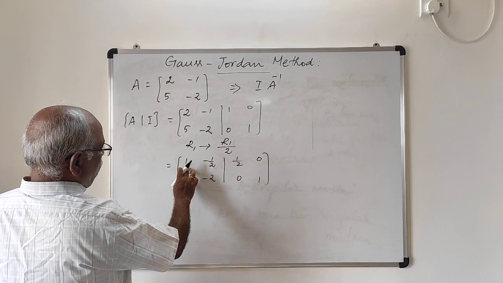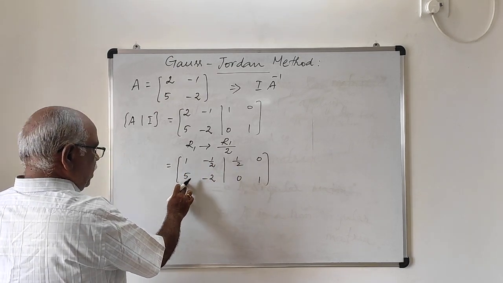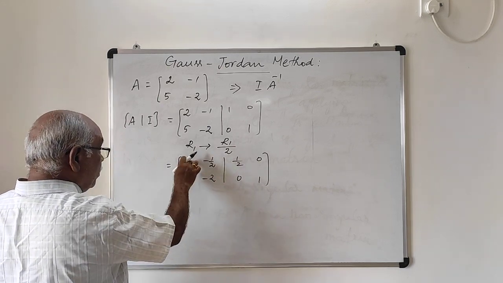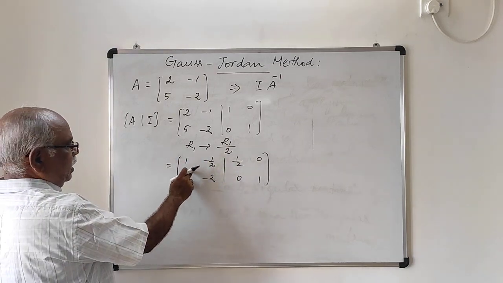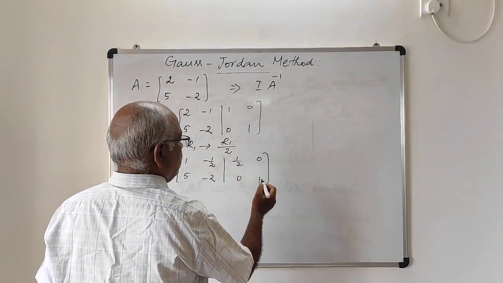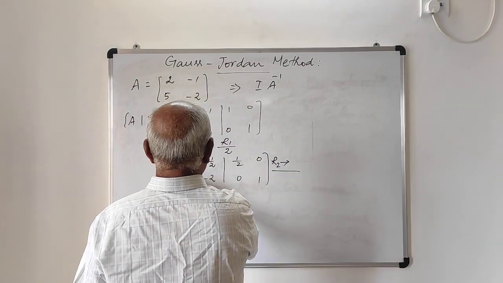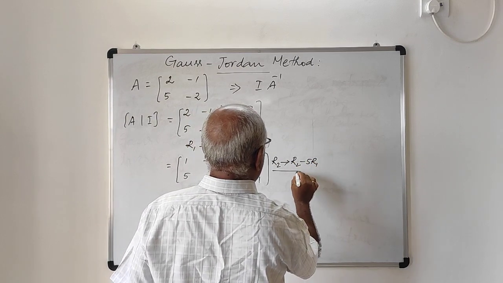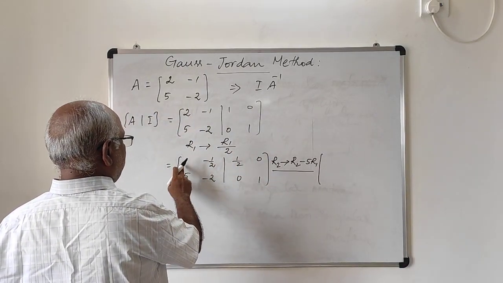Now we have to convert the element 5 into 0. For that, R2 becomes R2 minus 5 R1. You multiply R1 by 5 and subtract from R2, and this element becomes 0. So R2 is R2 minus 5 times R1.